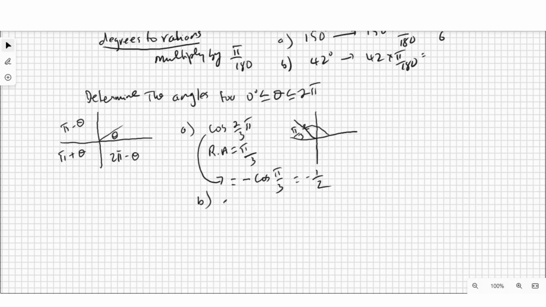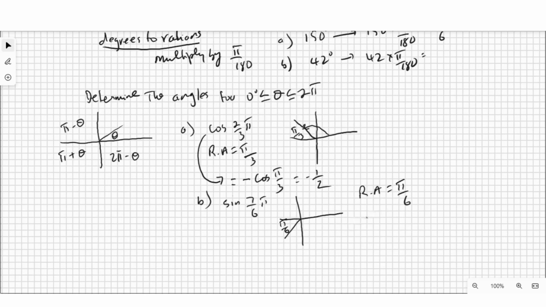B: sine of 7 over 6 pi. 7 over 6 pi is in the third quadrant. I can visualize it by changing to degrees, which is 210 degrees. So this one, the acute angle is pi over 6, because 7 over 7 will be 1. What's missing to be 1? 1 over 6. So pi over 6 is my related angle.